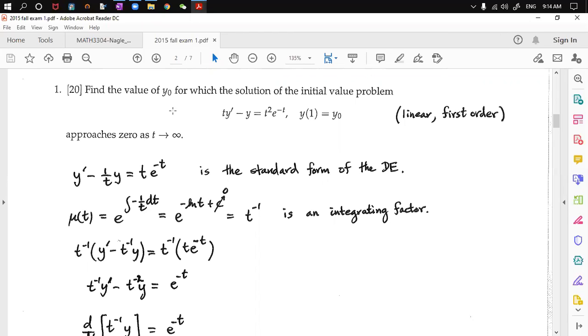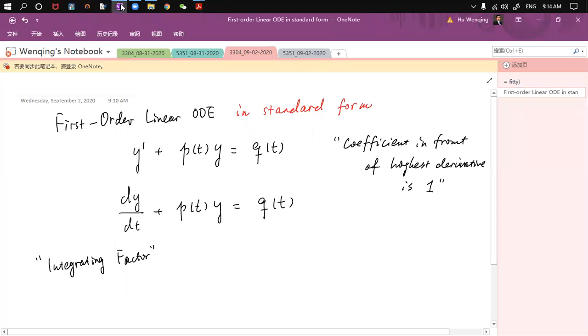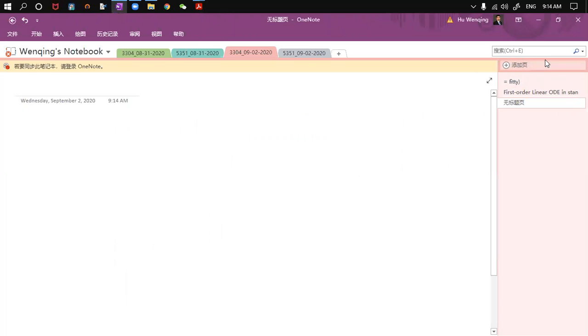Okay, so it's not just solving an equation, but rather we want to find a value of y0 for which the solution of such an initial value problem, with the initial value, can approach 0 as t goes to infinity. So we want to have something approaching 0 as t goes to infinity. So this example has such an equation.